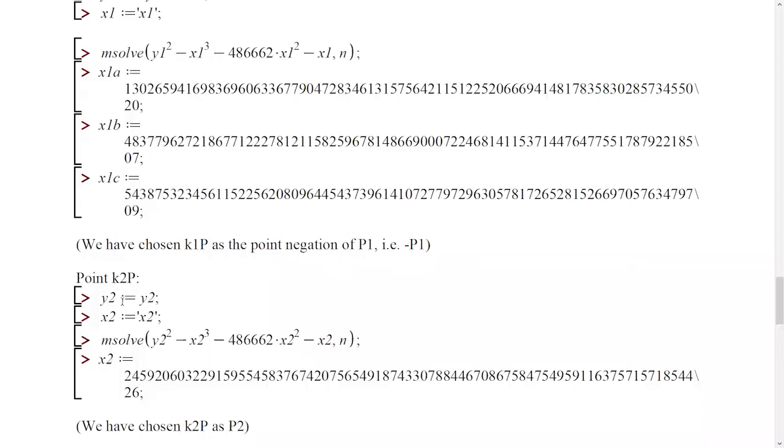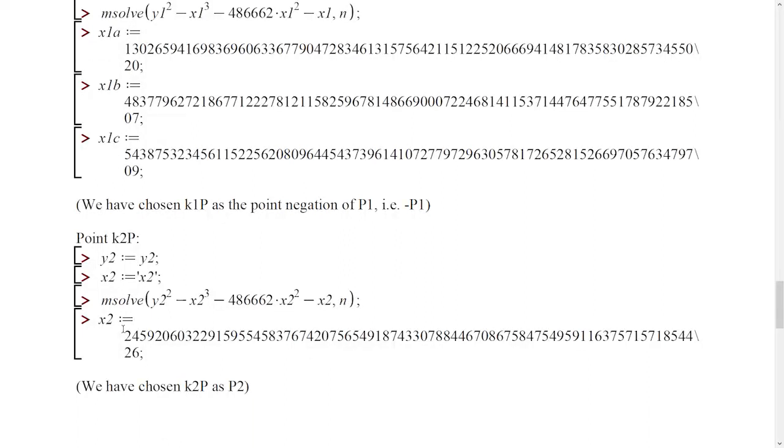For point K2P, we have y2. We know y2. We want to determine x2. So again, we issue the same command, msolve y2 squared minus x2 cubed minus 486662 x2 squared minus x2 modulo n, and we'll get this value for x2. And we have chosen K2P as P2.